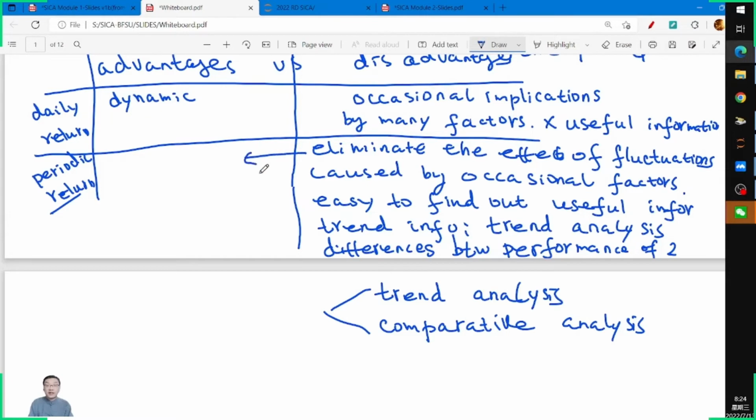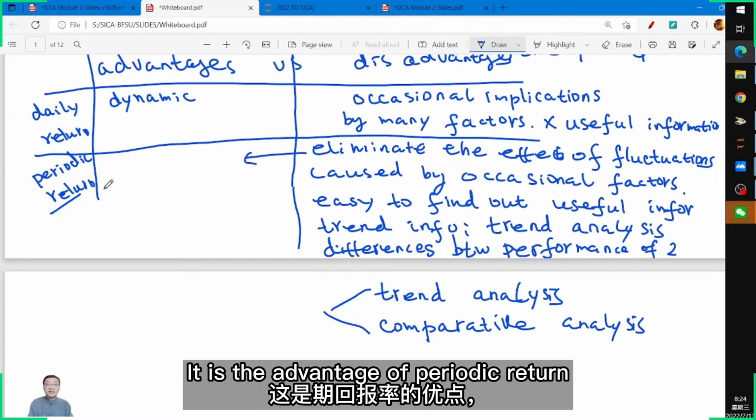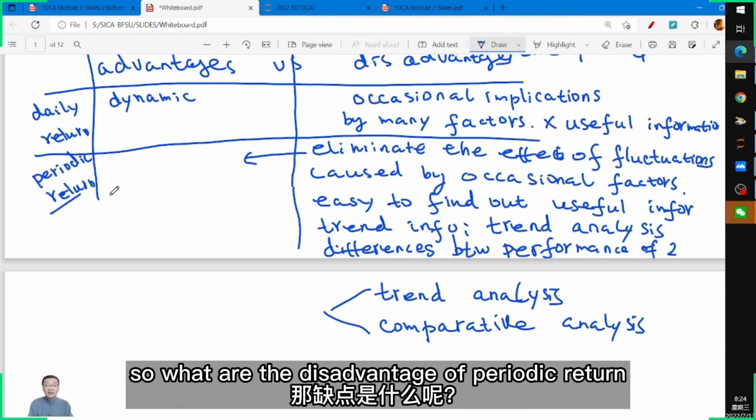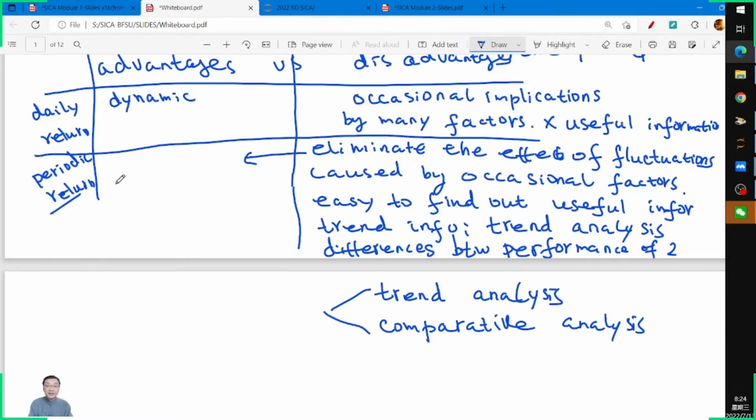This will be here. Okay, sorry. It is the advantage of periodic return. So what are the disadvantages of periodic return? Okay, it's not that dynamic.